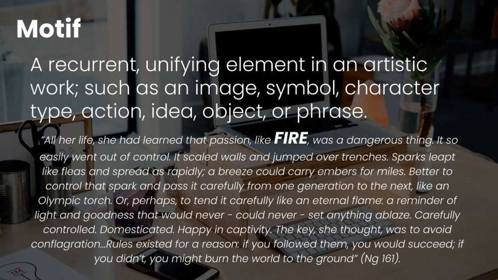The example I chose is from page 161, and it says, "All her life she had learned that passion, like fire, was a dangerous thing. It so easily went out of control. It scaled walls and jumped over trenches. Sparks leapt like fleas and spread as rapidly. A breeze could carry embers for miles. Better to control that spark and pass it carefully from one generation to the next, like an Olympic torch, or perhaps to tend it carefully like an eternal flame, a reminder of light and goodness that could never set anything ablaze, carefully controlled, domesticated, happy in captivity."